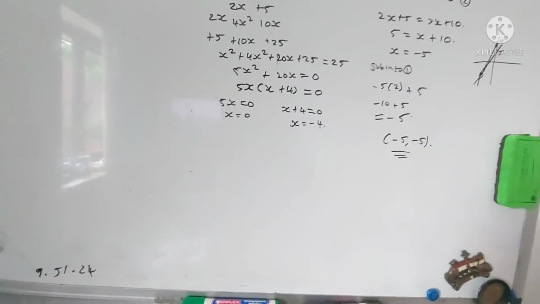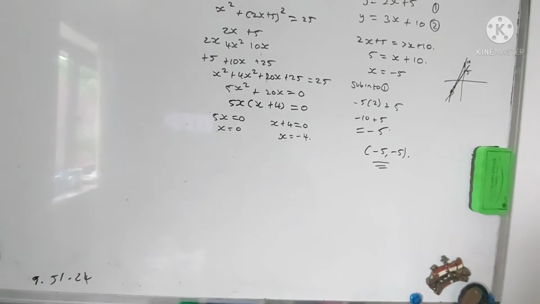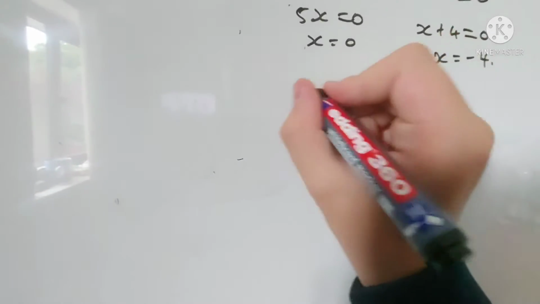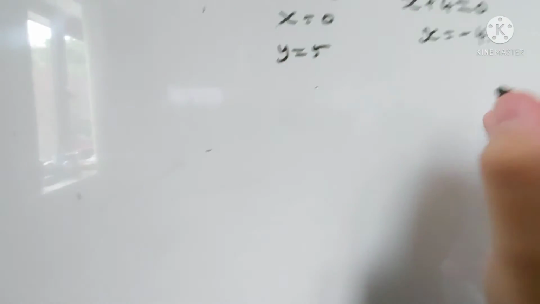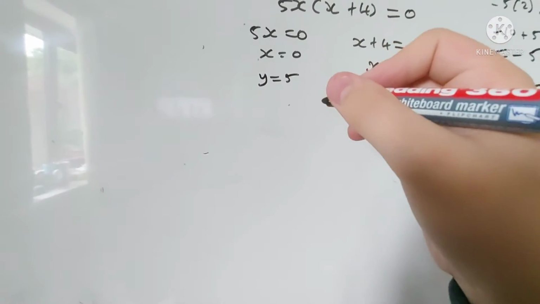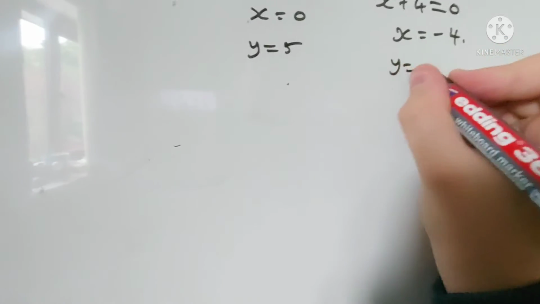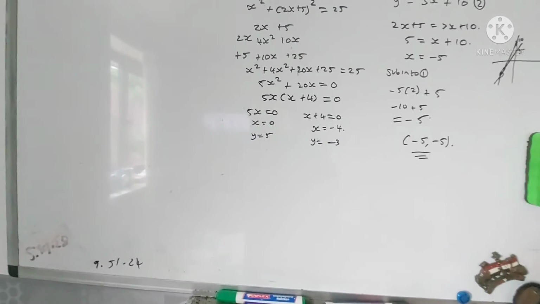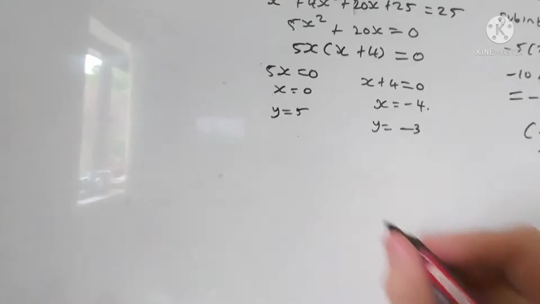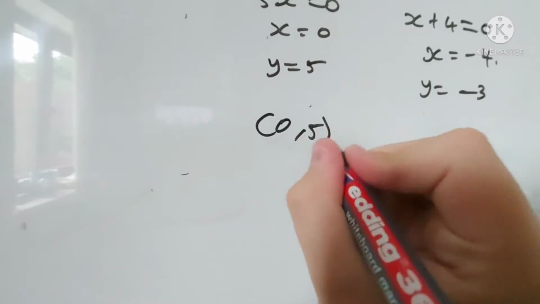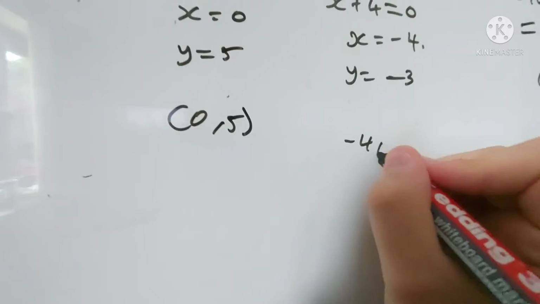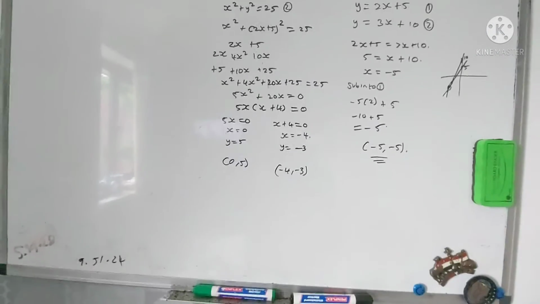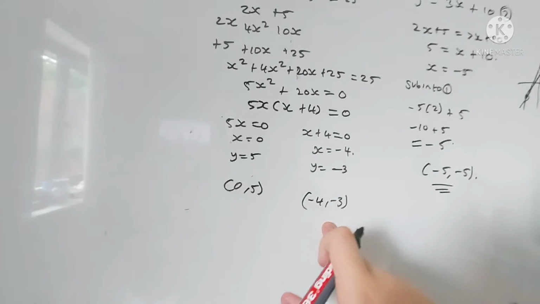Now you always sub back into the linear. So 2 lots of 0 plus 5, so we get y is equal to 5. 2 lots of minus 4 is minus 8, plus 5 we get y is equal to minus 3. And they are my solutions. So we have coordinates 0, 5 and minus 4, minus 3. So the circle and the line intersect at those 2 coordinates.